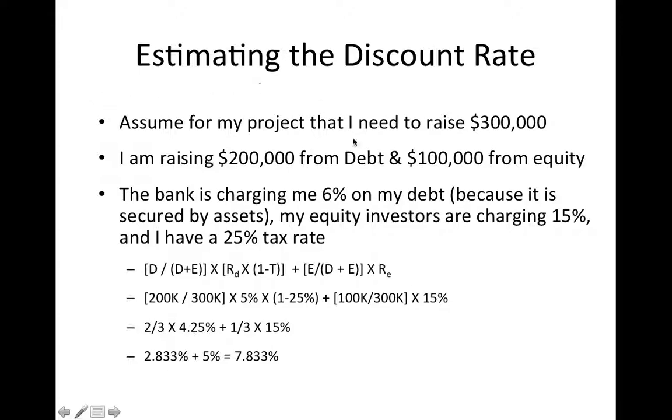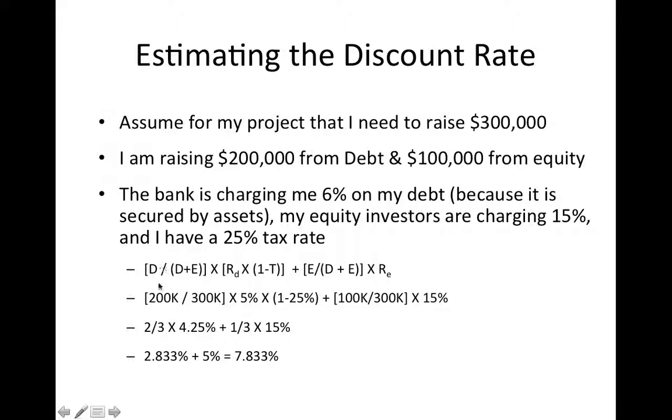So they're going to give me 6% because it's secured by assets, and we've talked about that on debt, that when you collateralize that debt, that causes the bank to be more comfortable with the fact that they'll get repaid, and so they may lower your interest rate. And then my equity investors, I'm just again assuming they're going to charge me 15%. I'm going to assume I have a 25% tax rate.